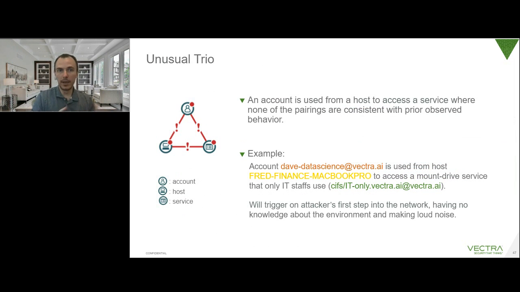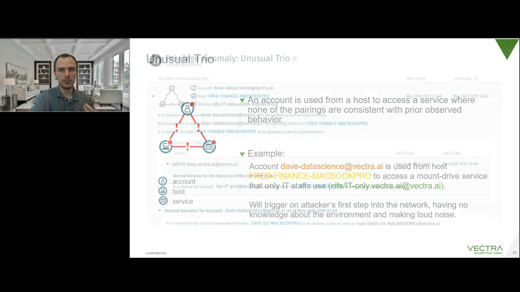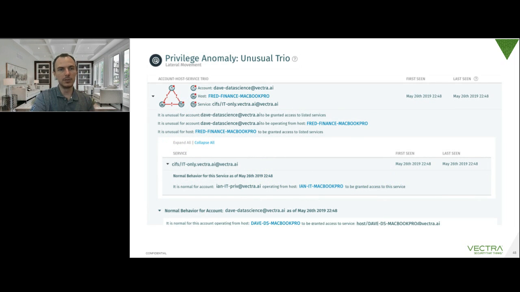Another example of PAA is unusual trio, right? Where we're saying the relationship between all three pieces is abnormal, right? So in this case, we're saying Dave in data science is accessing Fred in finance's MacBook Pro, and he's trying to mount drive IT only. He wants access to that file share, right? Those are the key components, right? And this is what it would look like in the actual system.